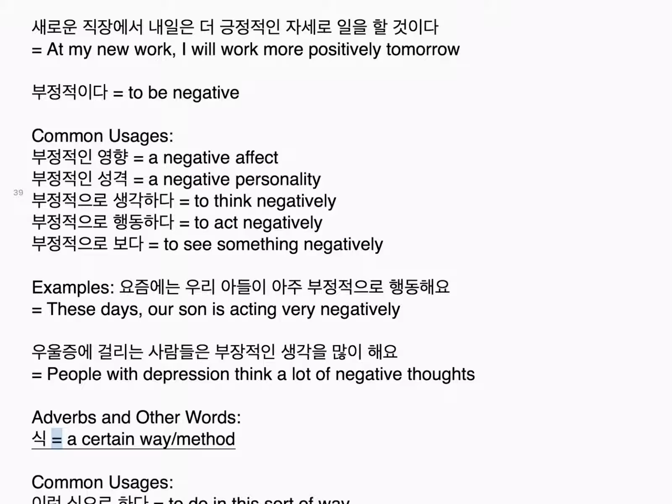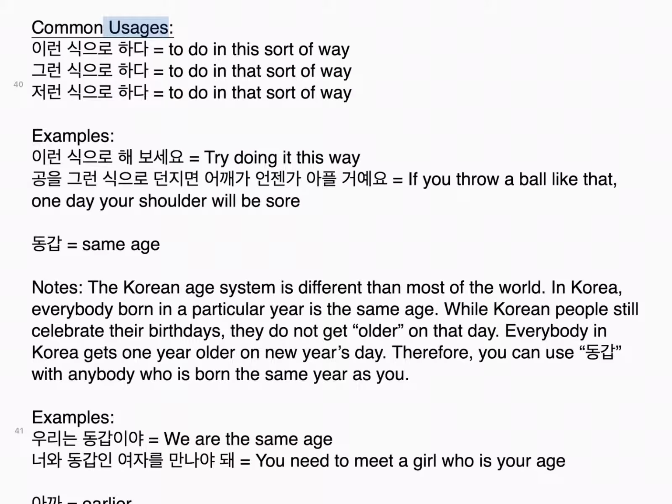Adverbs and other words. 식 = A certain way, method. Common usages: 이런 식으로 하다 = to do in this sort of way, 그런 식으로 하다 = to do in that sort of way, 저런 식으로 하다 = to do in that sort of way. Examples: 이런 식으로 해 보세요 = Try doing it this way. 공을 그런 식으로 던지면 어깨가 언젠가 아플 거예요 = If you throw a ball like that, one day your shoulder will be sore.